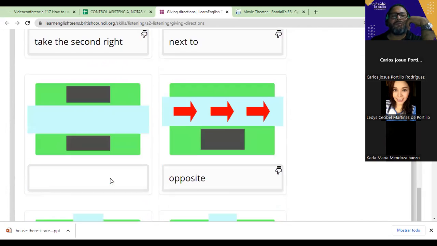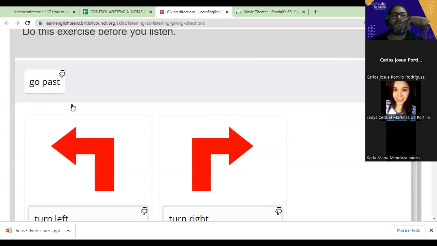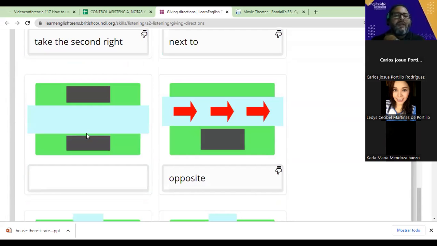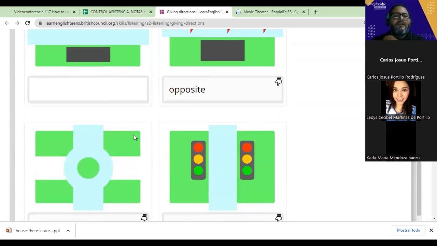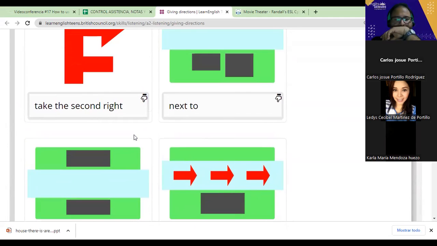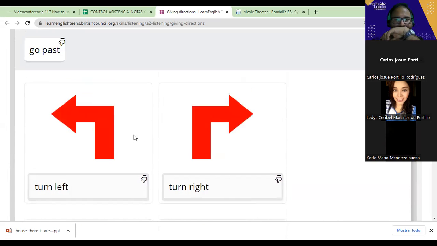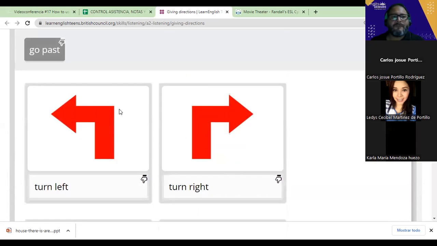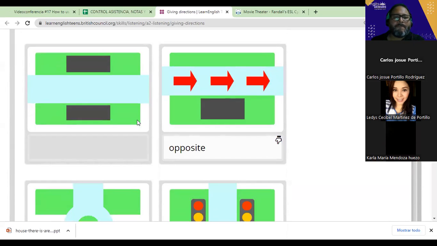Next to, what about this one? Let's see the one that we have. Go past? Now, you see, there are two buildings over here. One building here and the other building over here. And we have the street here. Traffic lights. Past. Let's go past. Where should a go past be? Go past, como virar a la izquierda.